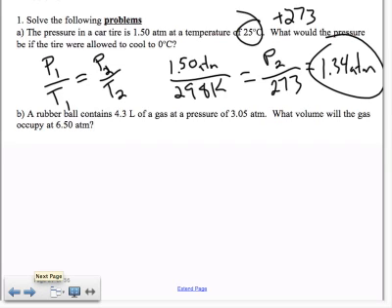So the next one is pressure and volume. Pressure and volume are inversely proportional. Pressure 1 times volume 1 equals pressure 2 times volume 2. Plug in your numbers.